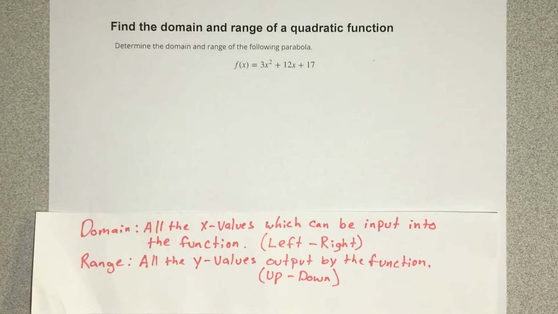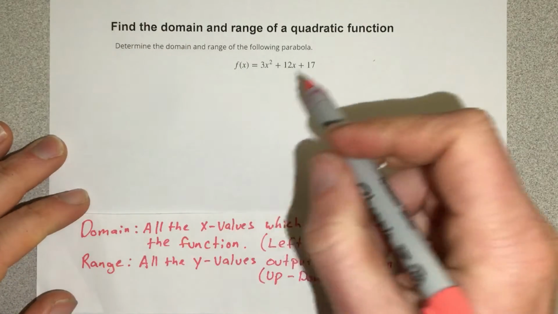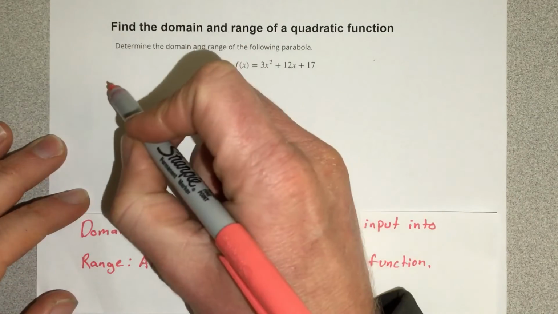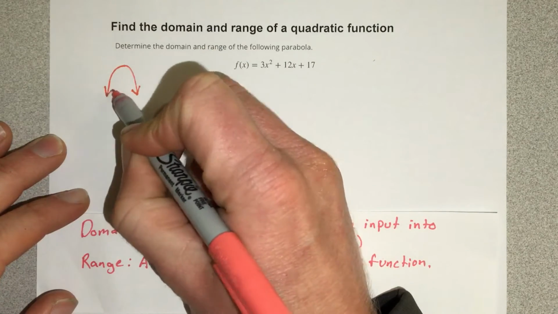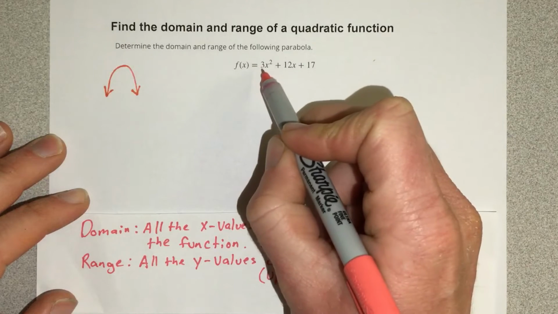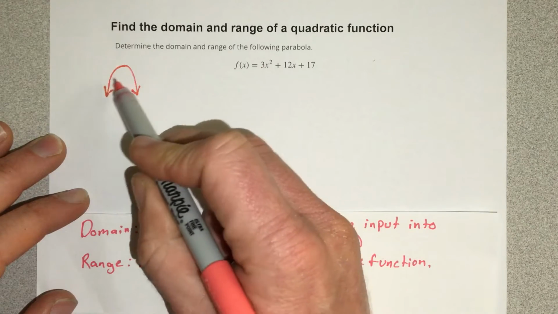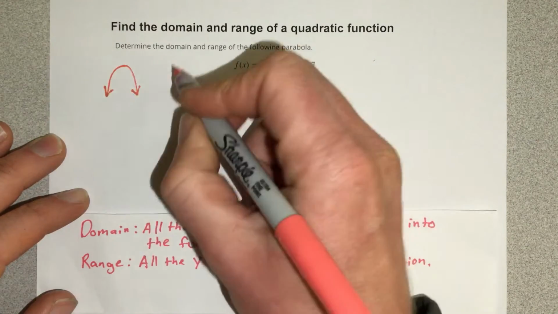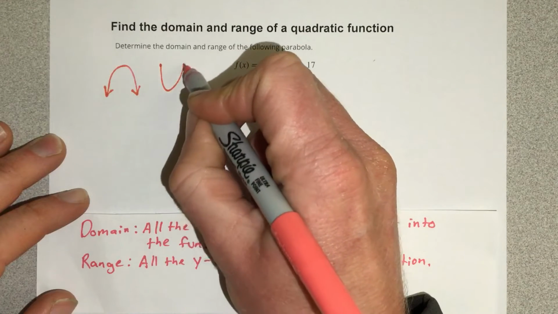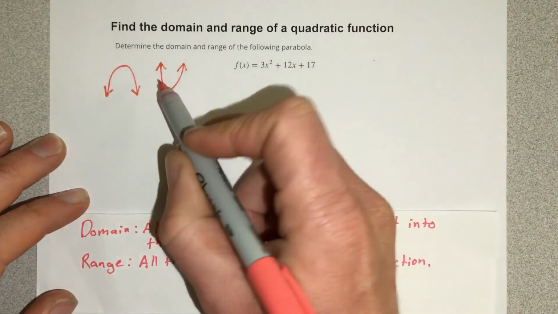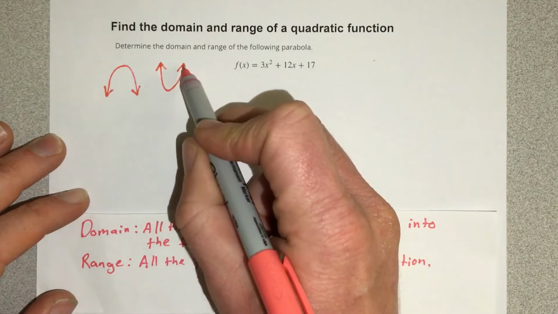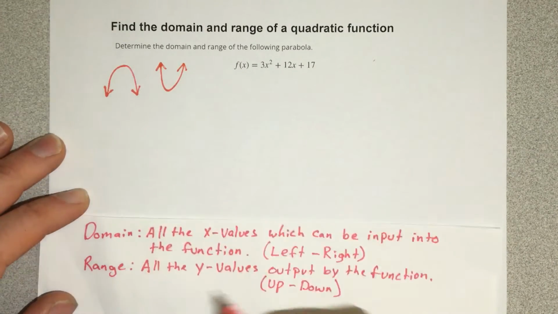In this problem, we're going to find the domain and range of a quadratic function. First thing we need to look at is the graph of a quadratic function. If you have a downward facing parabola, which would have a negative leading coefficient, you would draw this graph pointed downwards. If you have an upward facing parabola, which would be a positive leading coefficient, both your arrows are pointed upwards.